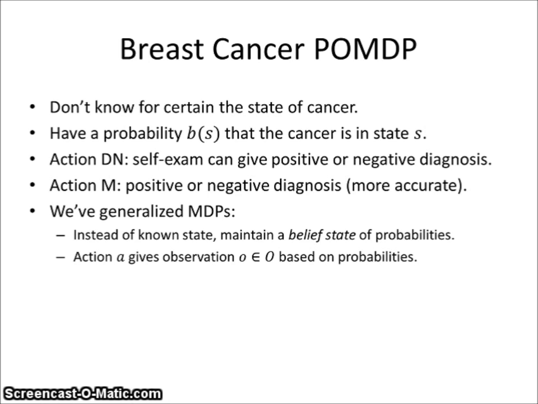So what we've done is generalize an MDP. We still have states. We know the possible states, but we don't know which one we're in. Instead, we maintain a probability distribution over the states, which is the current belief of what state we're in. The action still constitutes the transition, but it's not visible to the decision maker. Instead, what we get is an observation, which we use to update our beliefs. In this case, positive or negative test results.